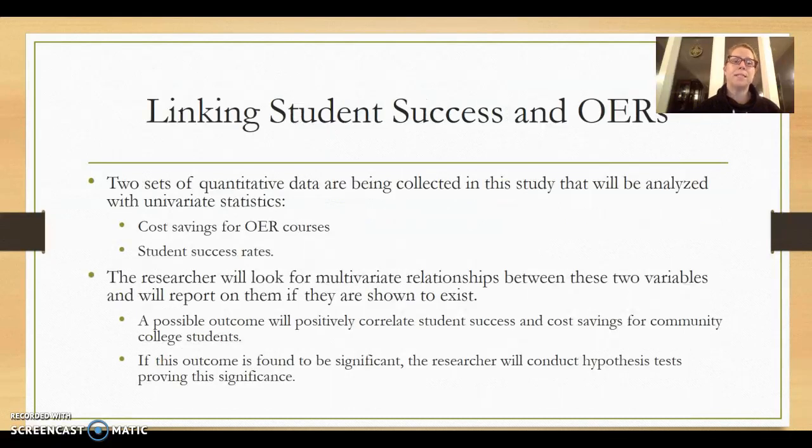Linking student success and OERs, I'll have two quantitative data sets, and I'll be looking at both of those for a multivariate relationship between those variables. And then if there is something shown to exist, I'll be looking at an outcome with positively correlating student success and cost savings. And if that's not found to be significant, then I will conduct other analyses or possibly hypothesis tests to prove or disprove the significance.